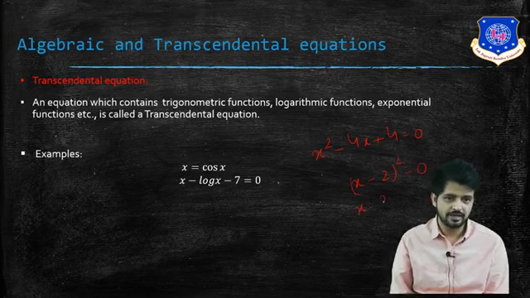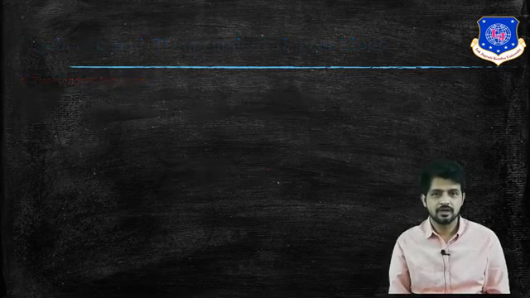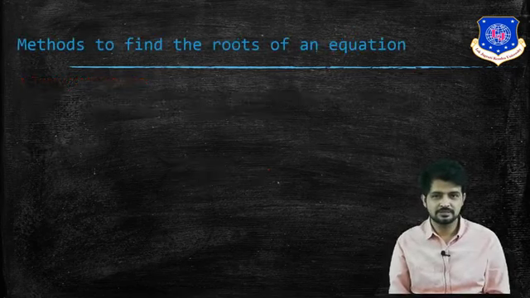But how can you solve this transcendental equation? Can you solve this transcendental equation directly? If x minus cos x equal to 0 is given, can you solve that directly? No. So for that purpose we require different methods to solve these type of algebraic and transcendental equation, that is used in numerical methods. Okay, we are going to study different types of methods.